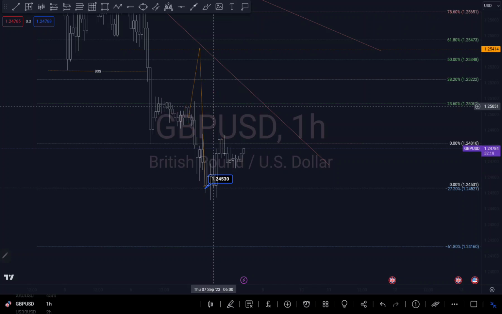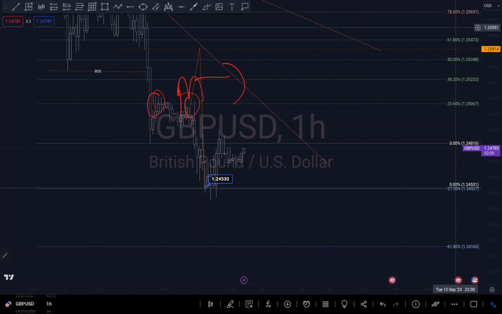Then it started giving me more confluences, right? First confluence was I saw it giving me this M pattern right here, which we also call a double top, which is a reversal pattern, right? So that shows that there's a possibility that now it might not push up, it might continue to push to the downside. Then another confluence I saw was this candle right here.